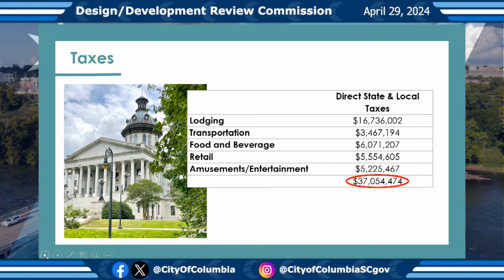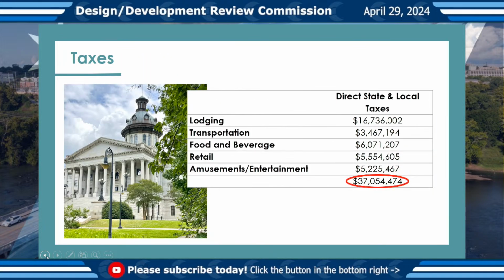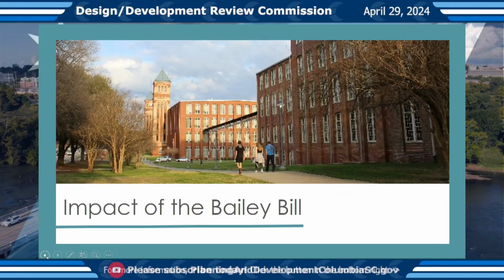Pardon, John? Oh, sorry, thank you, yes, 265,490,000. That's a small difference, thank you, Charlie. And then direct state and local taxes that have been generated are over $37 million. So big impact. And another reason in my mind that we should continue looking at where more of our historic resources are, because those will continue to generate interest and income for the city.